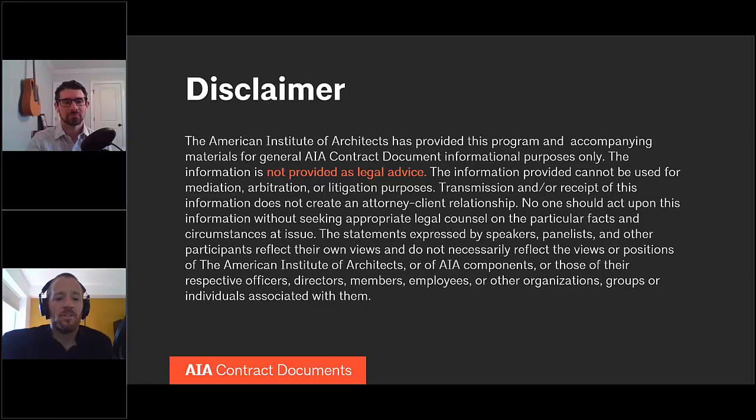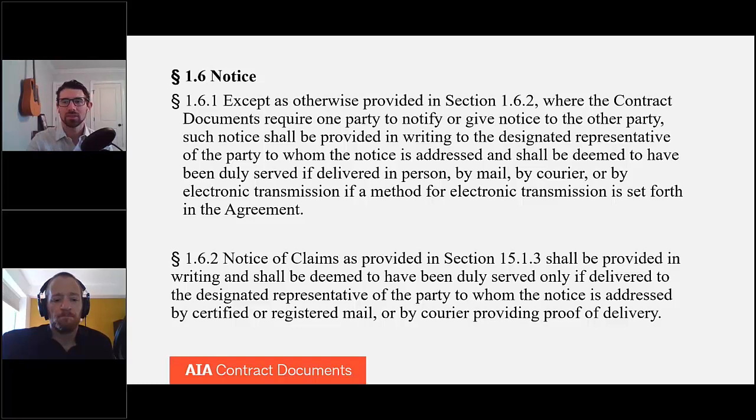And with that, Jimmy, I'll turn it over to you. Sure. Thanks, Mike. So like you said, today we're going to be talking about the A201 notice provision. I'm going to break it down in a little bit of detail here. So the notice provision is found entirely in section 1.6.